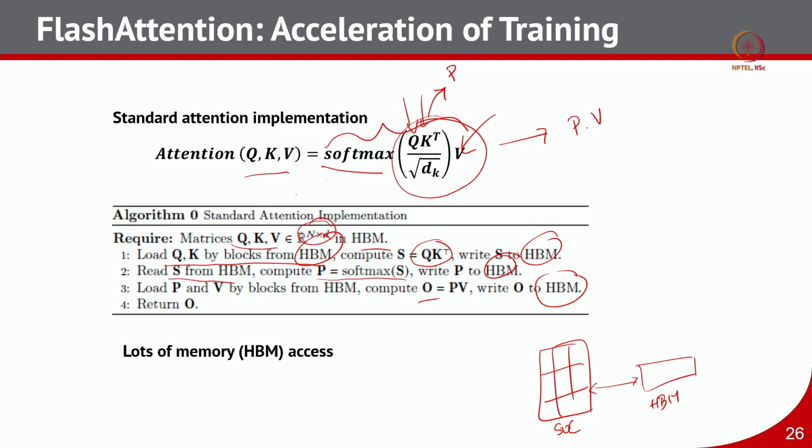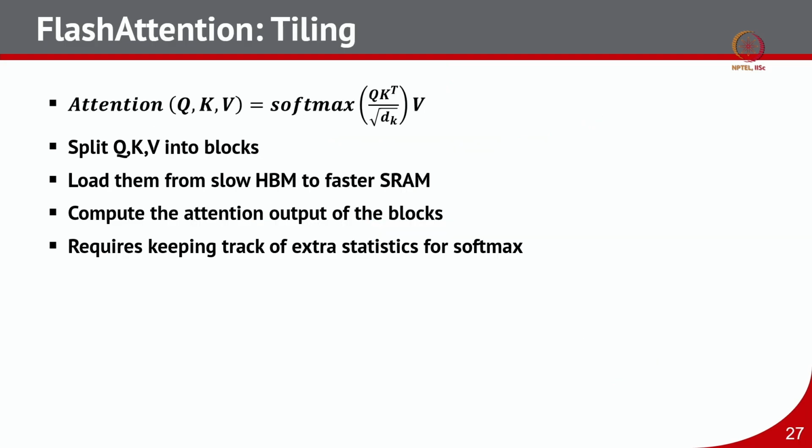Whenever we have connection through metal wires, that will dissipate a lot of power, it will consume a lot of energy, and then the latency is also high, right. So, any access like read or write is very, very costly whenever it is done to and fro HBM, right. This is one observation by the authors of FlashAttention.